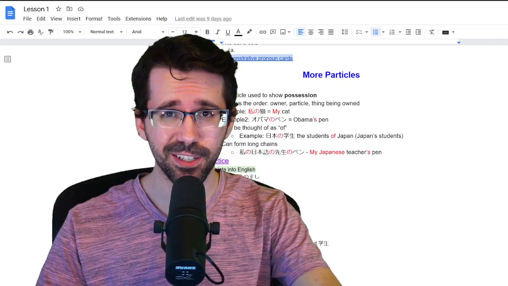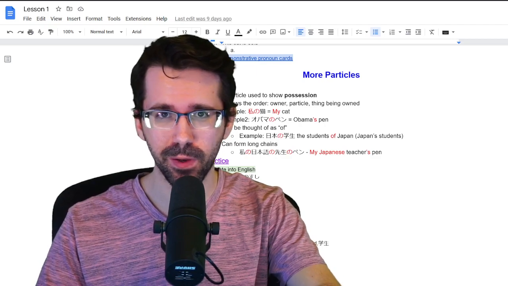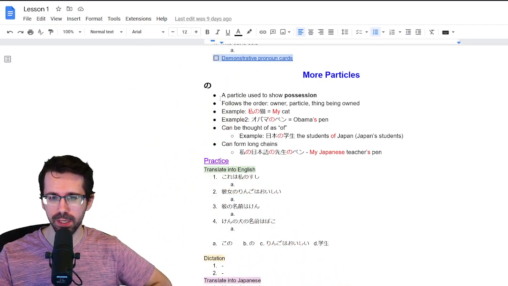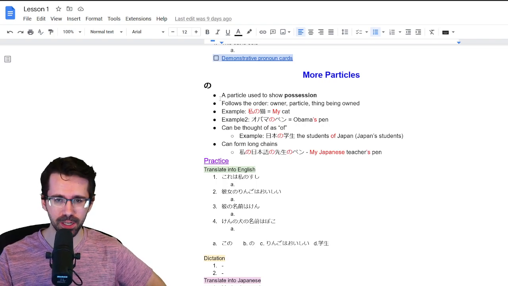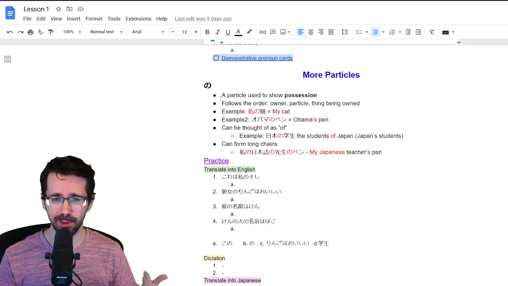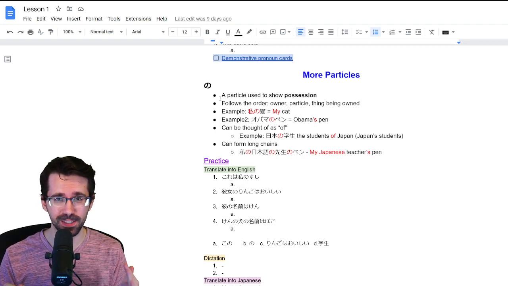Let's take a look at the Japanese particle no. Luckily, this is a pretty easy one. People don't have too much trouble with this normally. No is a particle that's used to show possession. And actually, the most difficult part about the particle no is that the English equivalent is very difficult.